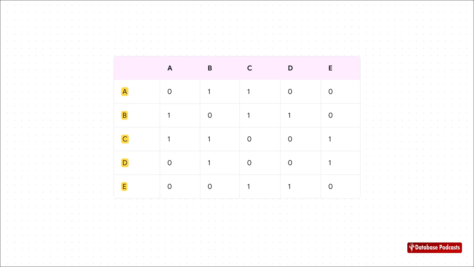It sounds fancy, but it's basically just a grid, like a spreadsheet. Every node gets its own row and its own column. And if you want to know if two nodes are connected, you just look at where their row and column cross. So, if we look at the box where row A and column B meet, we see a 1. That means, yep, they're connected. But where A and D meet, there's a 0. No connection. It's super straightforward.